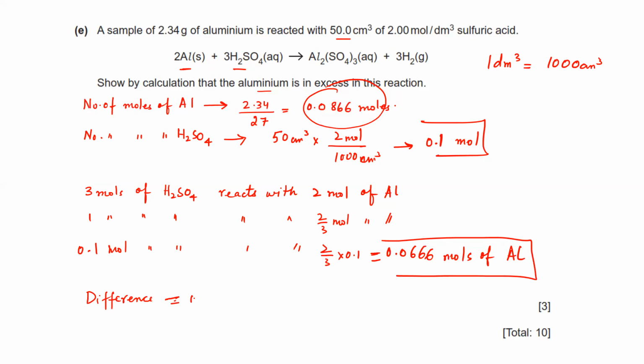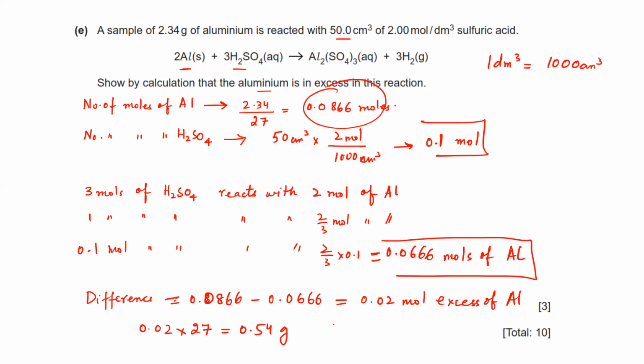The difference is 0.0866 minus 0.0666, and that difference is approximately equal to 0.02 moles excess of aluminum. So if 0.02 moles is in excess, it means 0.02 multiplied by 27. This is equivalent to 0.54 grams of excess aluminum that is available.